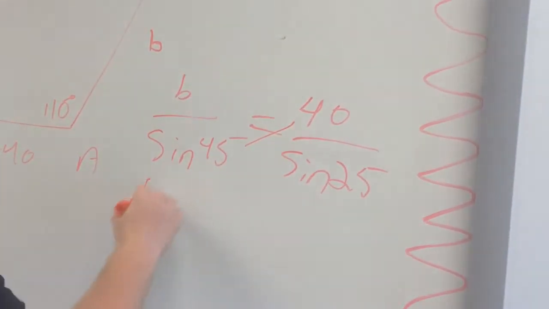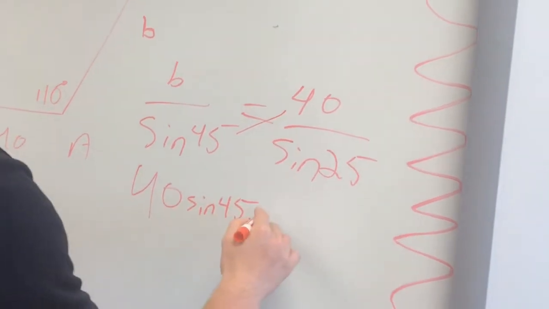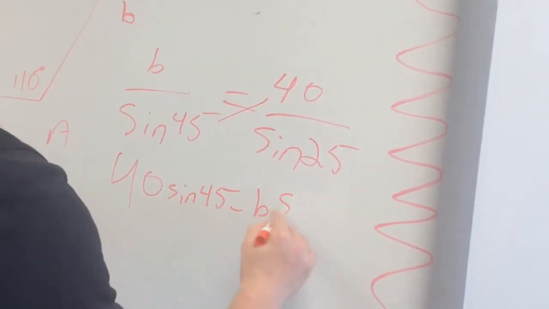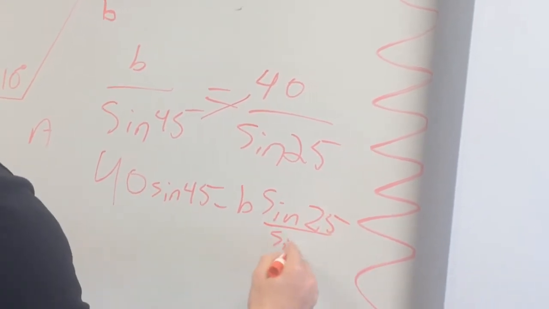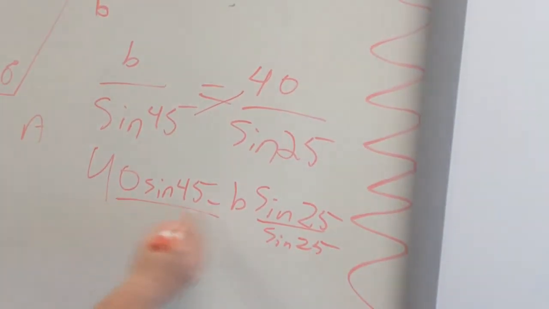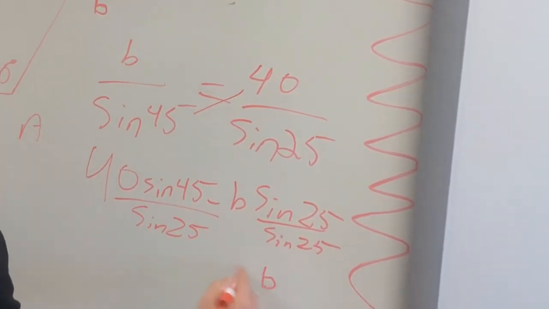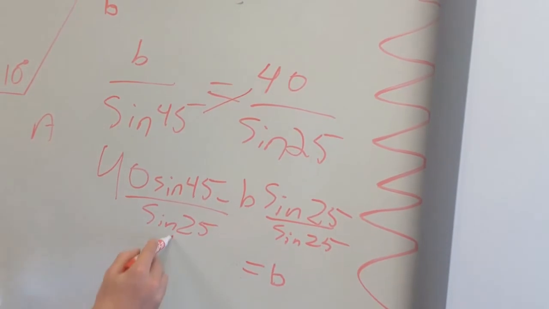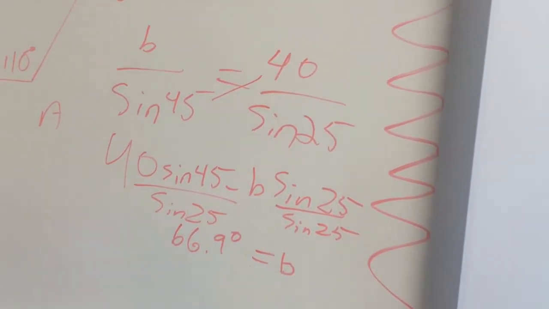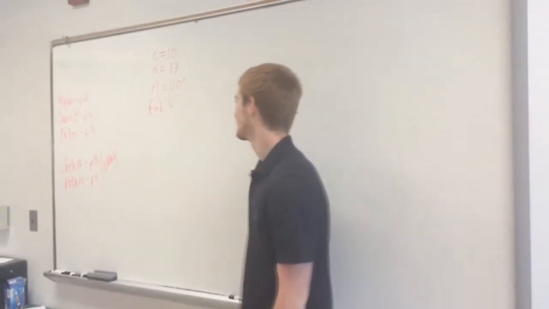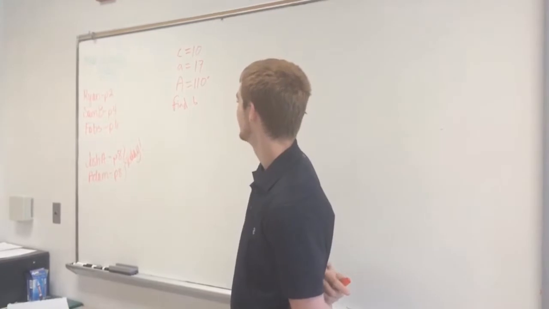Cross multiply this: 40 times the sine of 45 equals B times the sine of 25. Now we can divide this by the sine of 25, divide this by the sine of 25, and isolate B on the one side, and find that 66.9 degrees is B.